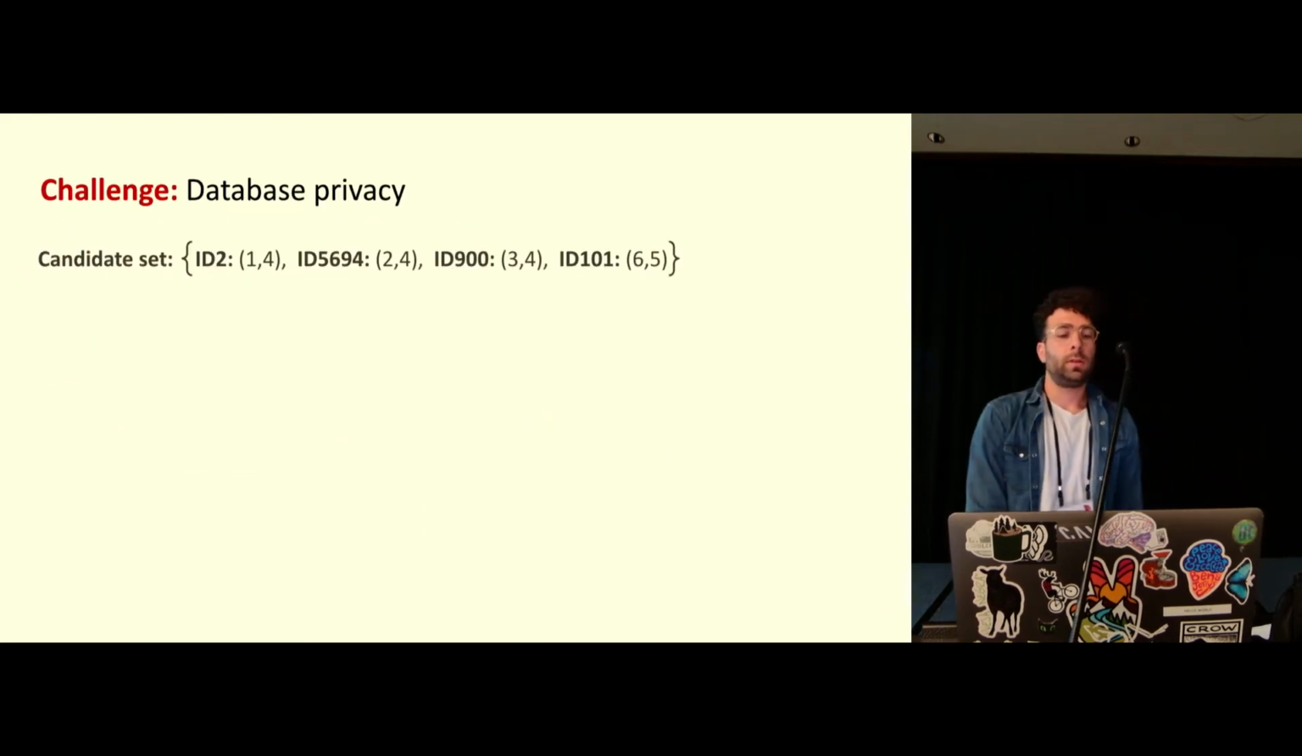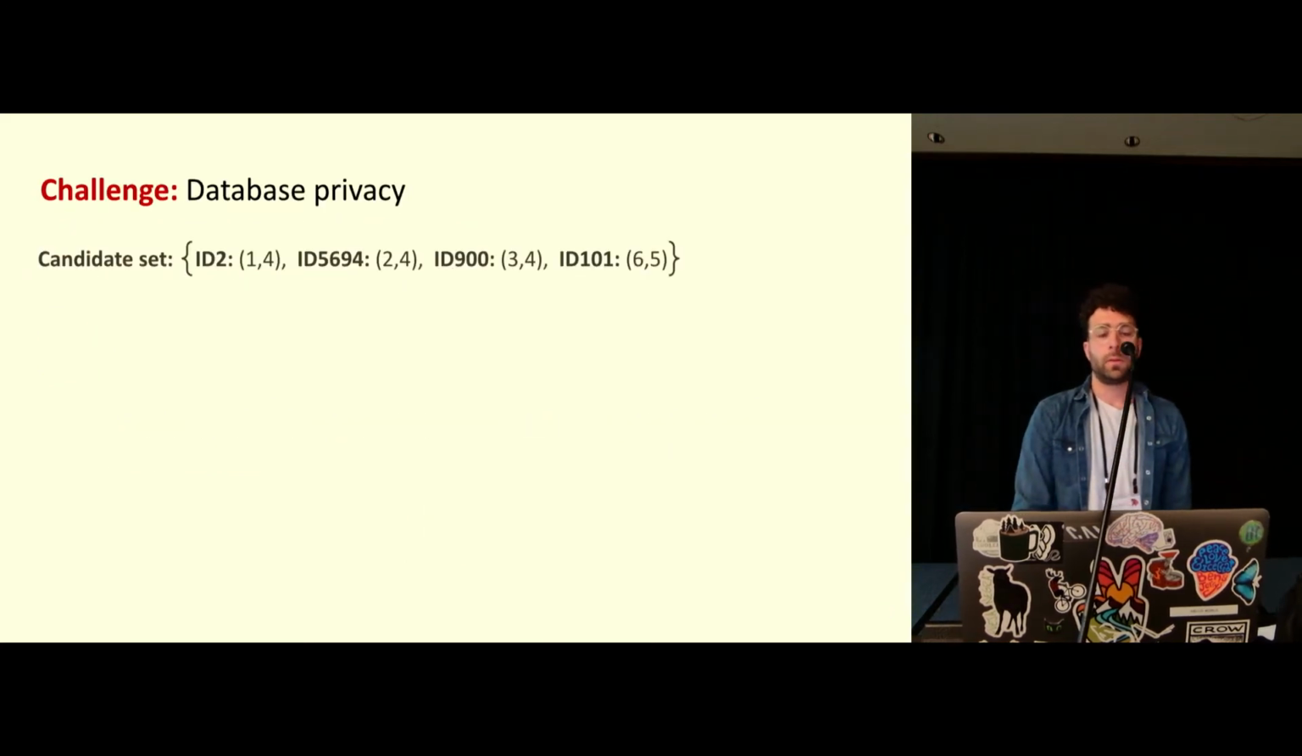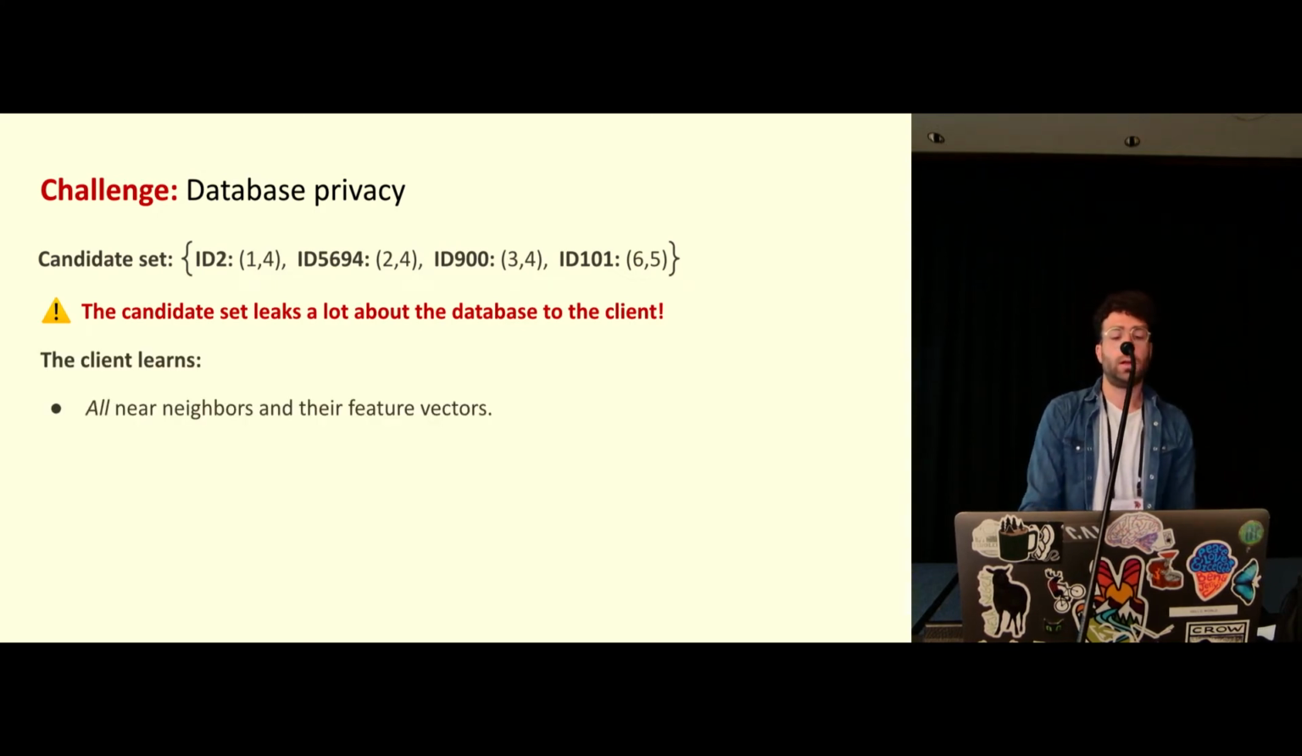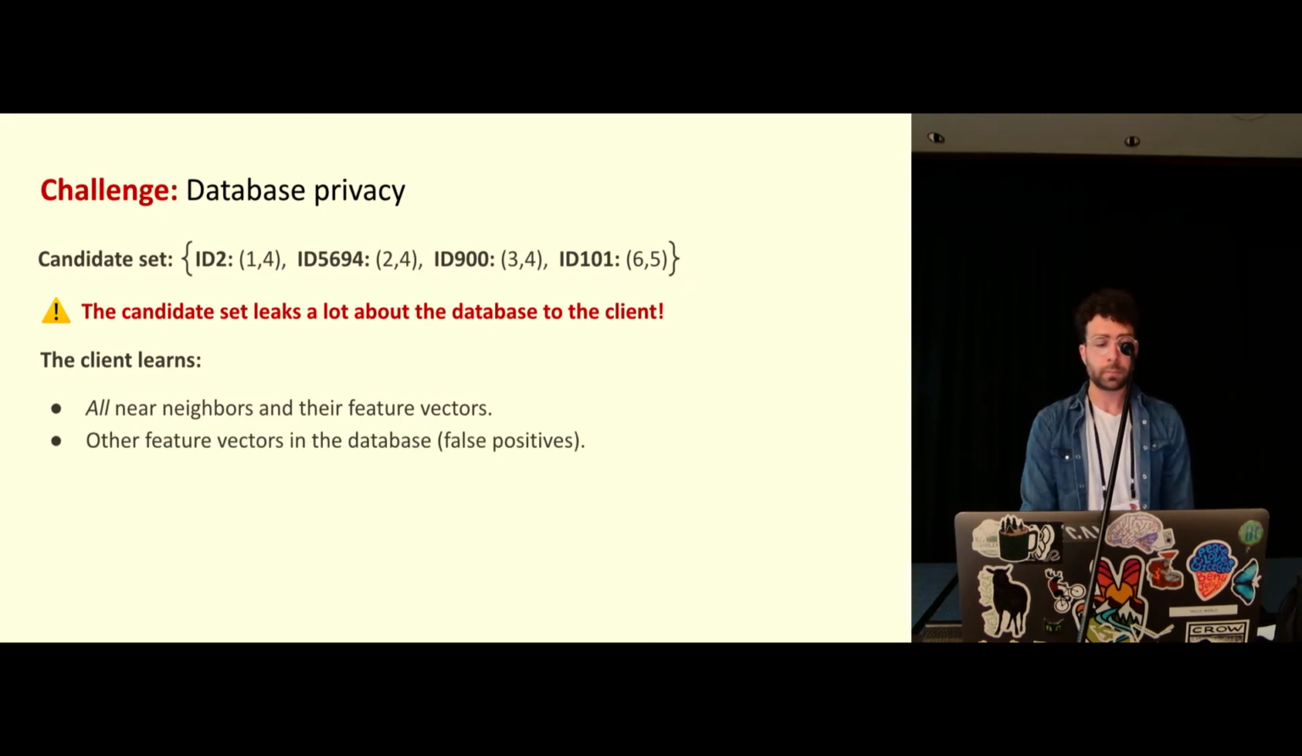So the challenge now is that of database privacy, because the candidate set, as I described just now, will leak a lot of information about the database to the client. Specifically, in this Strongman protocol, the client will learn all the near neighbors and their features, as well as the feature vectors of other points that just happen to collide with the client's query.